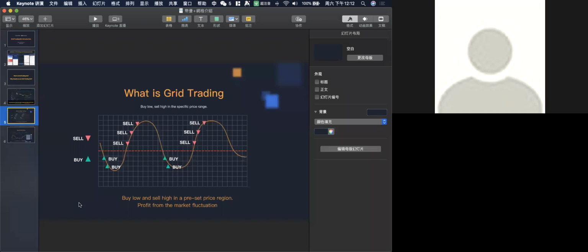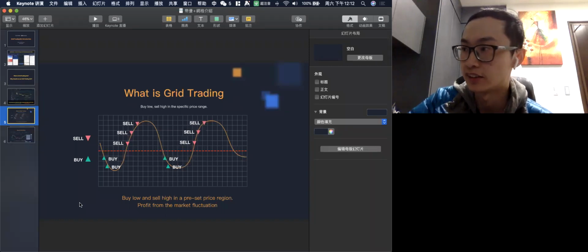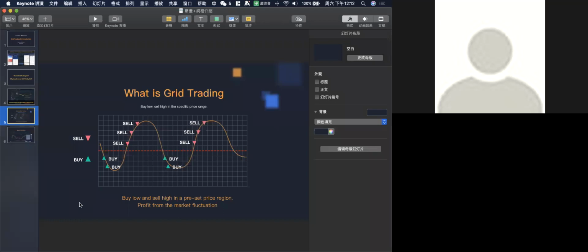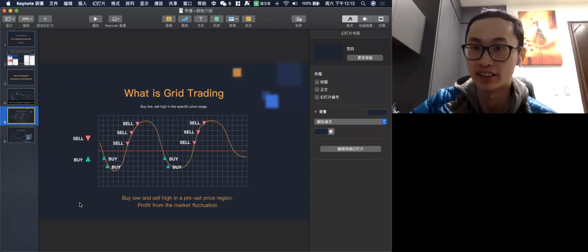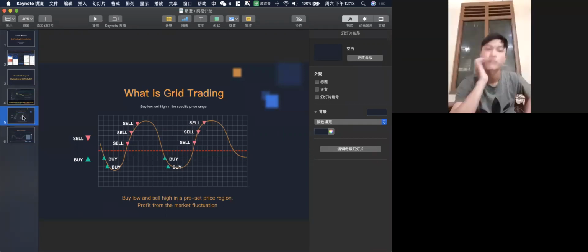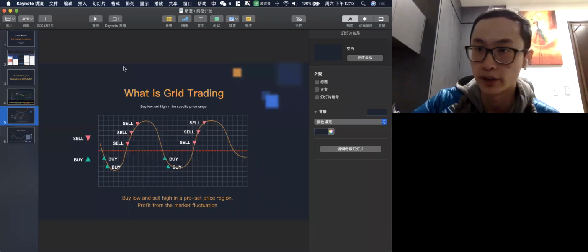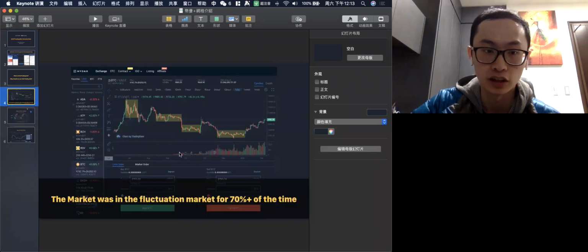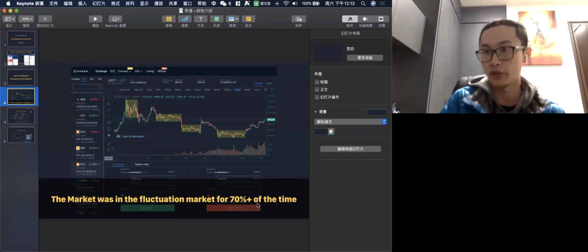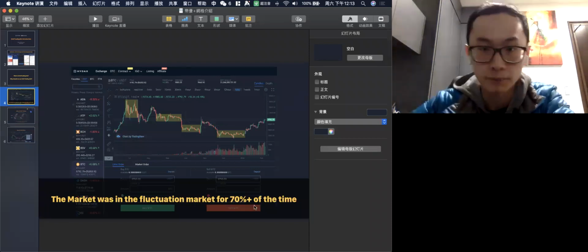Actually, it is very simple, and it is very powerful because there is no algorithm that could predict the market. Most algorithms won't work in the cryptocurrency market. So in this strategy we won't predict, but we capture the swinging profit, because as we know, the market is in a fluctuation state for 70% of all the time.